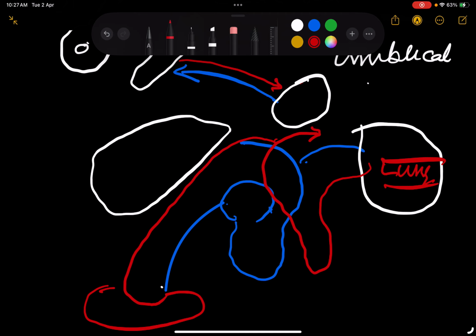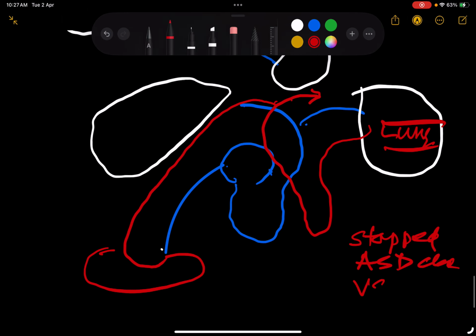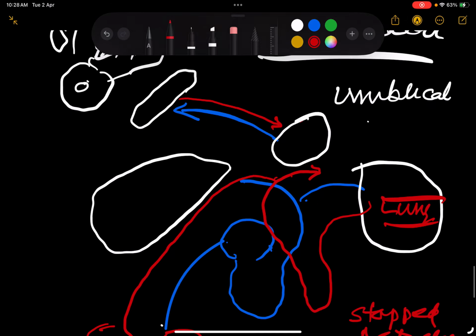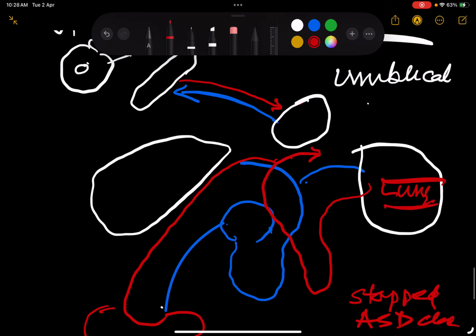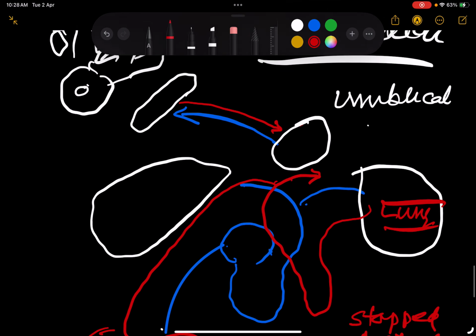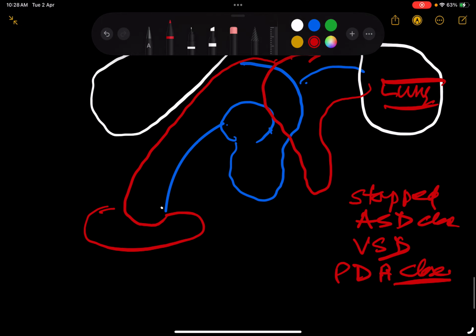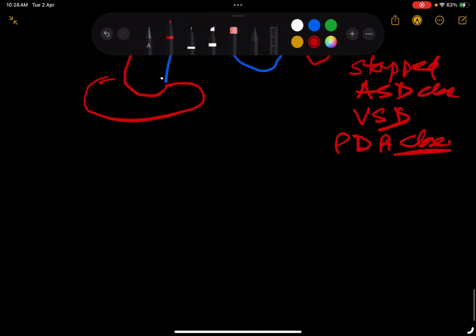And for that, connections between the atrium, the ventricle and the pulmonary artery and aorta will get stopped. So the atrial septal defect will close, the ventricular septal defect will close, and the ductus arteriosus, patent ductus arteriosus, will close. So that now the circulation has become air-based or lung-based. And that's how you take the first breath. So this is what is happening with the fetus.